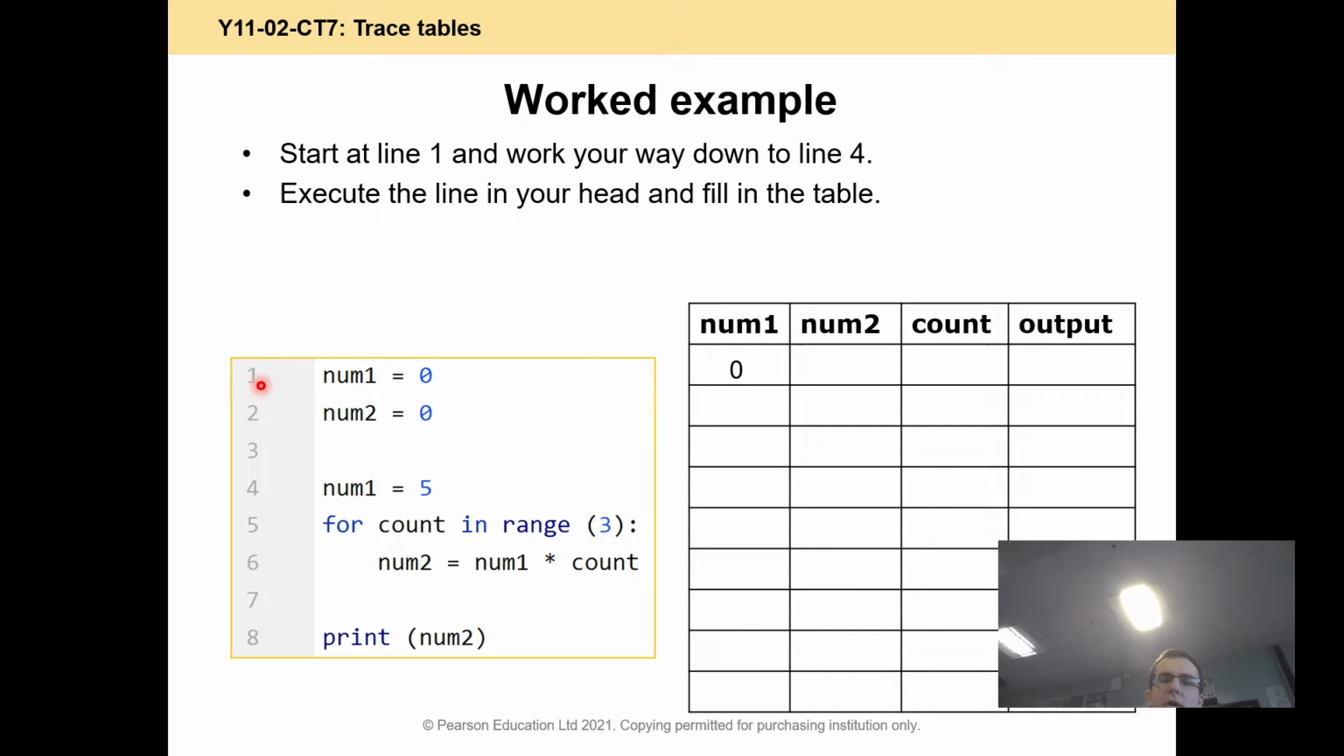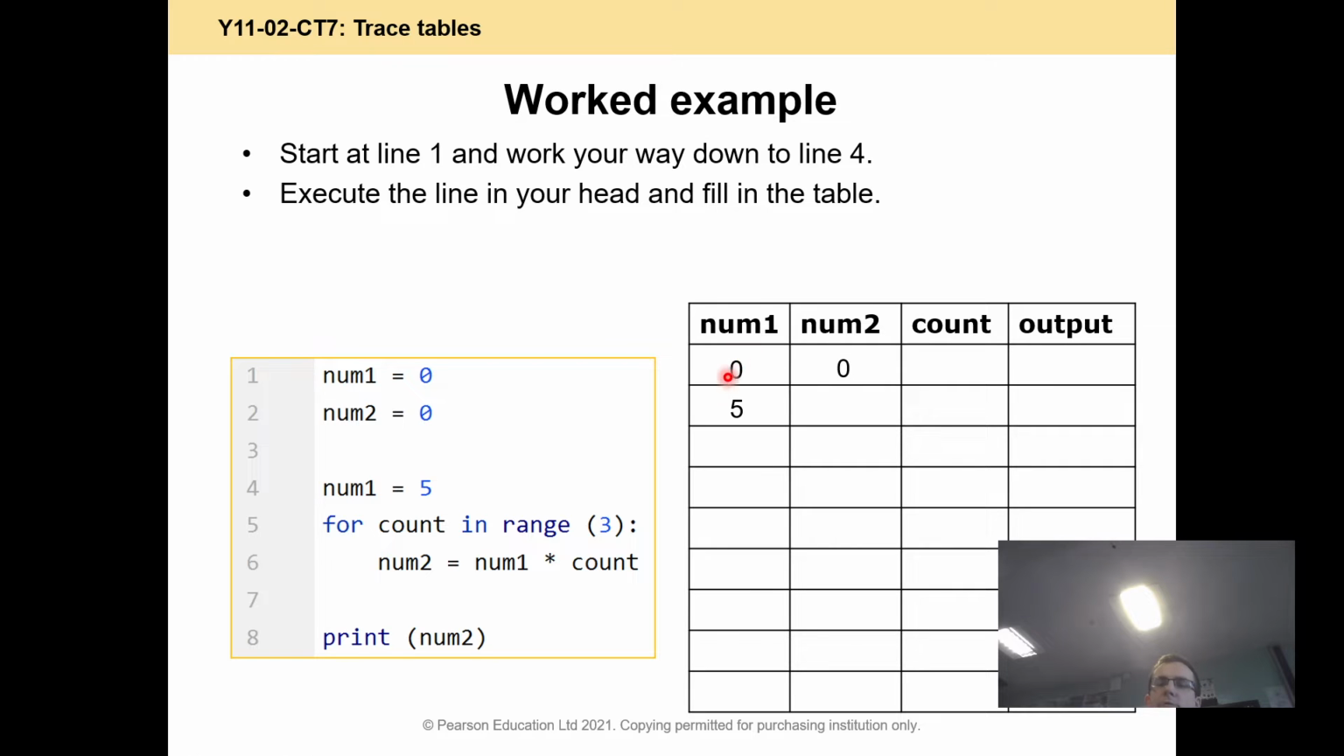So I'm currently on line 1. I've just run line 1, because I've assigned the value 0 into the variable num1. Okay, so I'm stepping through in my trace table. Just run line 2 to put that 0 into the variable called num2. This is assignment. Next thing that's going to happen, you're probably predicting down here, we are going to put that 5 into num1.